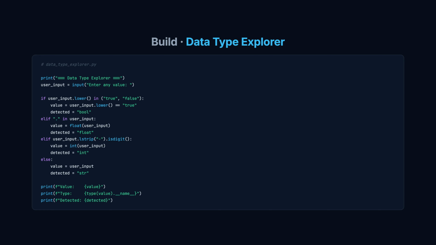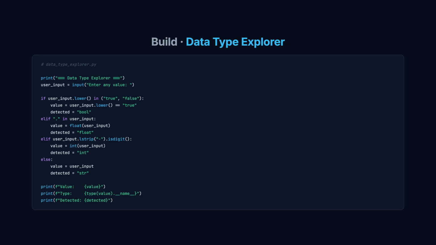Run it. Type 42, it prints int. Type 3.14, it prints float. Type true, it prints bool. Type hello, it prints str. Then try to break it. Type 3.14.15. What happens? Type the word true with capital T. Does our lowercase check still catch it? These are the questions the code answers, and playing with them is how you actually learn.